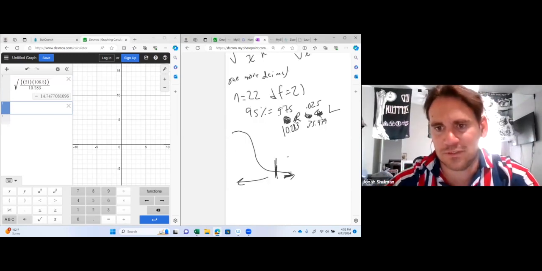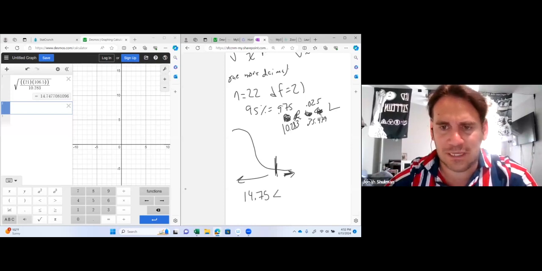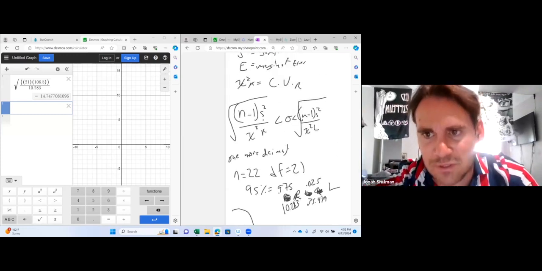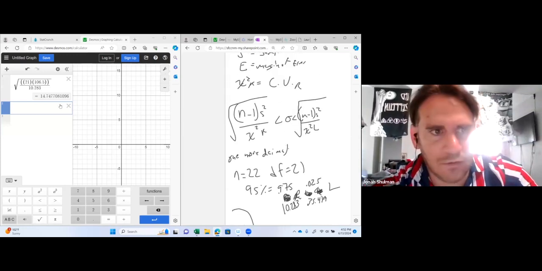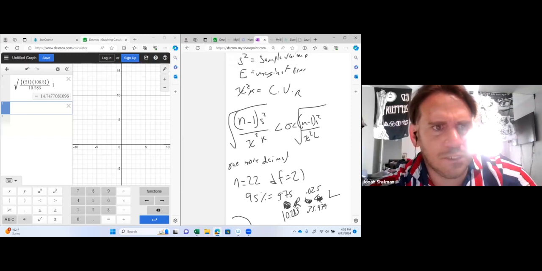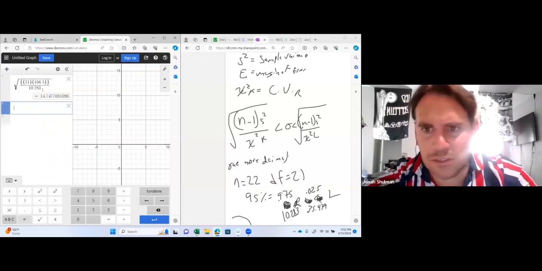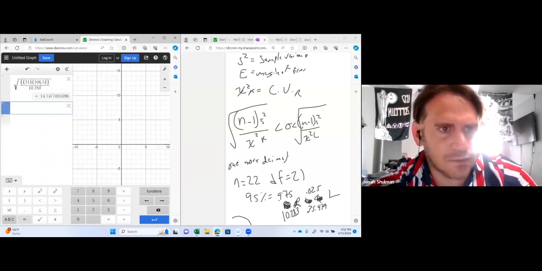So our answer for this example, I believe it's going to be 14.75 is less than the standard deviation, which is less than the only difference I have to do here. Oh, wait, yeah. Wait. This should be the variance, not the standard deviation. Was that the variance? Yes. I just need to double check. That's what S squared is. It's the variance. So now all I have to do is on the bottom put what?